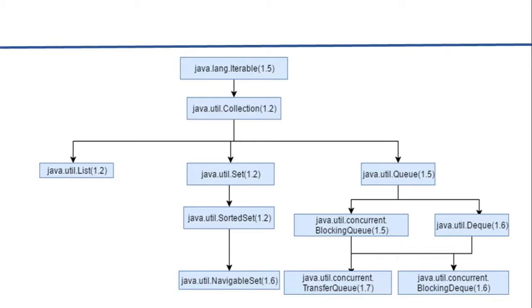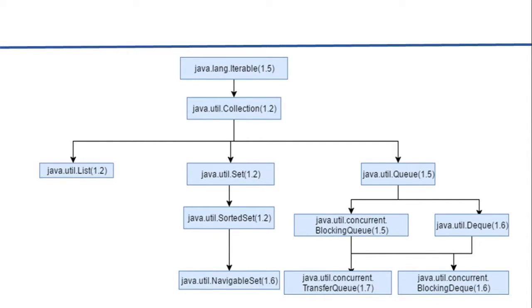java.util.SortedSet. This interface was also introduced in JDK 1.2. If you want to represent elements inside a collection based on some sorting order, then we need to use one of the implementations of SortedSet. The next sub-interface is java.util.NavigableSet. This interface was introduced in JDK 1.6. Apart from the characteristics provided by Set and SortedSet, NavigableSet provides some extra methods for navigation purposes.